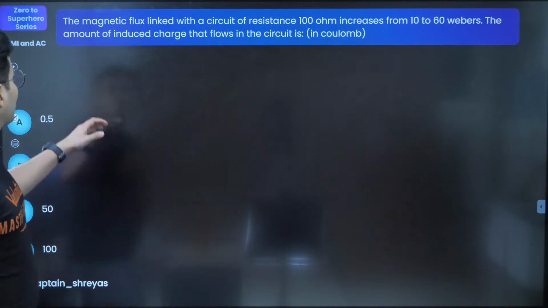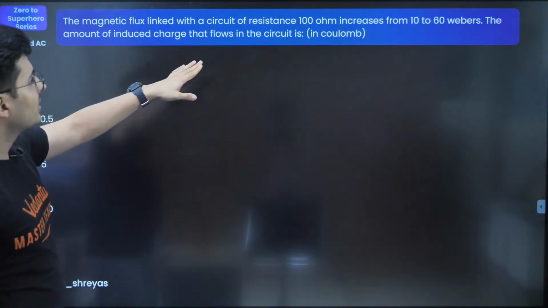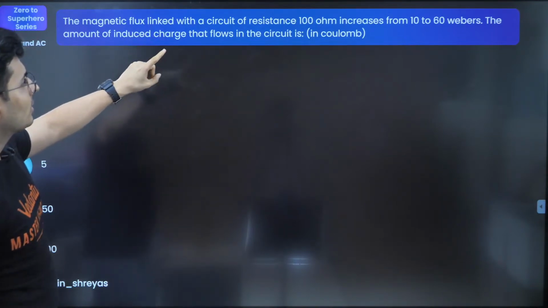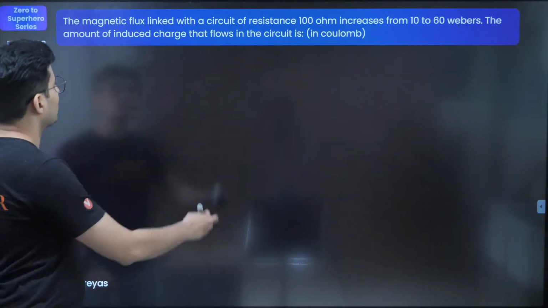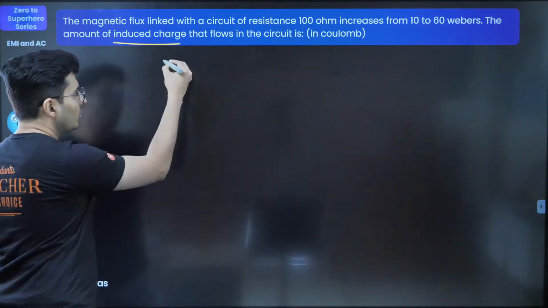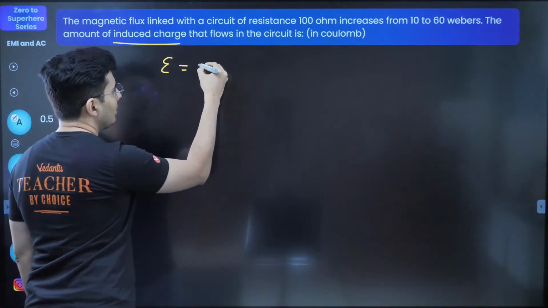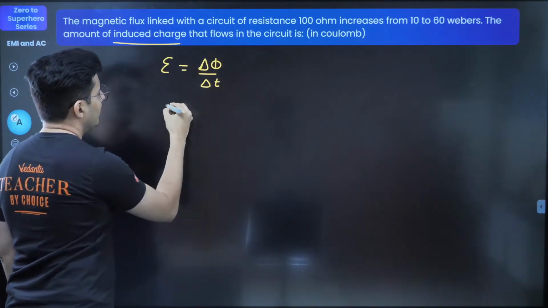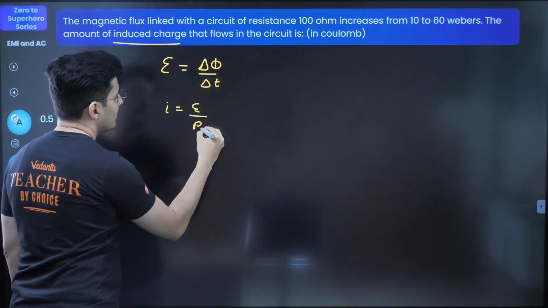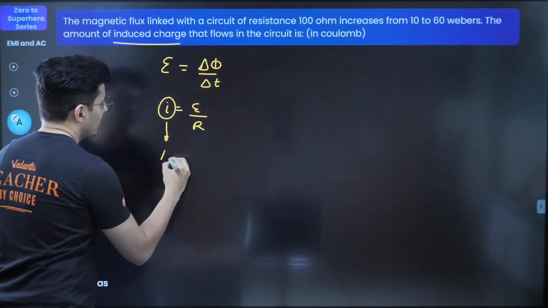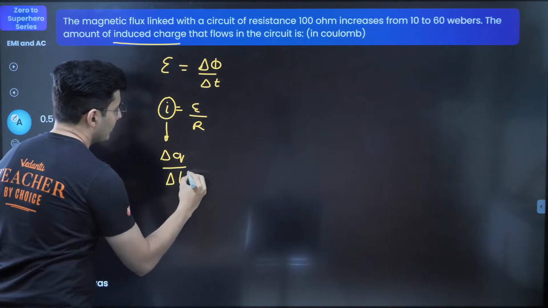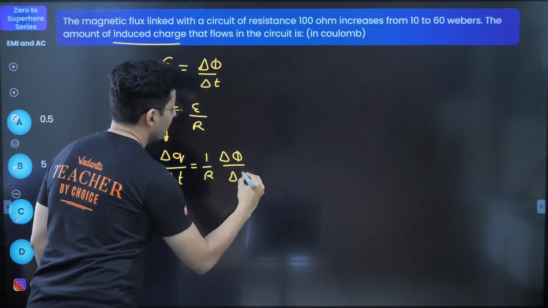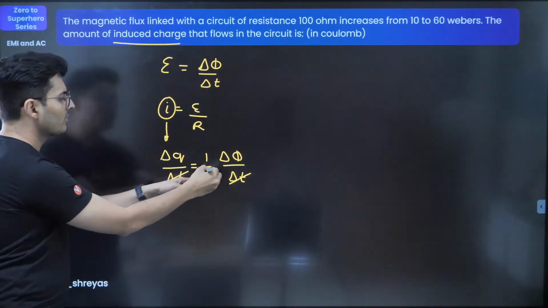Let's do this. The magnetic flux linked with the circuit of resistance this much increases by this much, from this much to this much. Find the amount of induced charge. Now, sometime back I told you about EMF being nothing but del phi by del t, and current is nothing but EMF by resistance, and current is nothing but how much charge flows in how much time, and this is nothing but del phi by del t. So del t cancels, so del Q is 1 by R del phi.